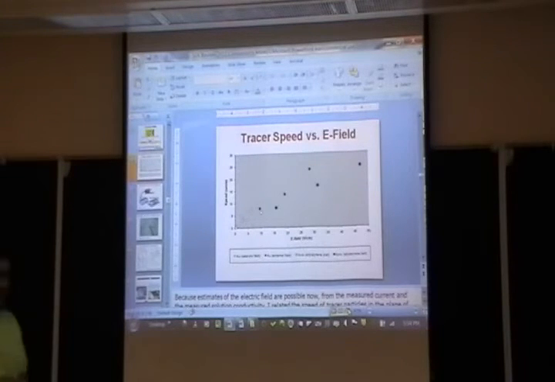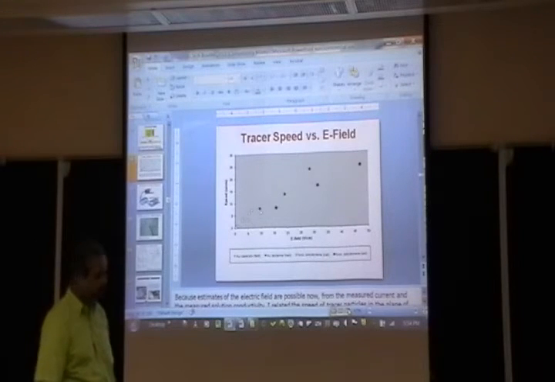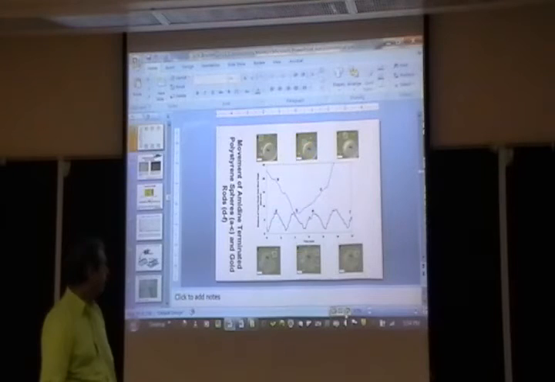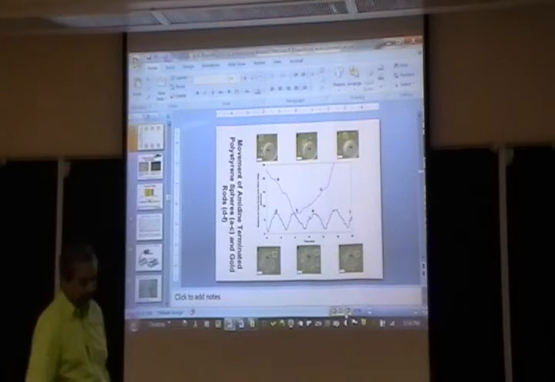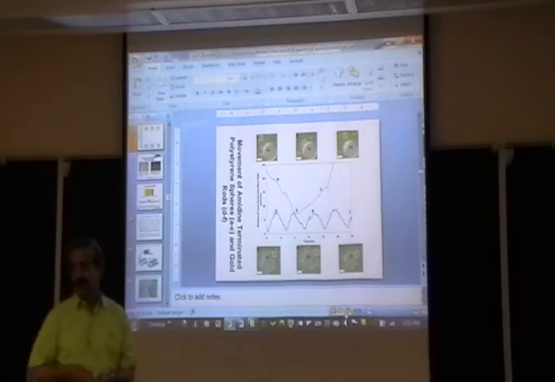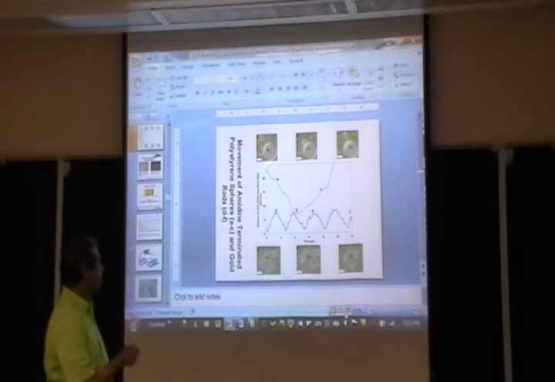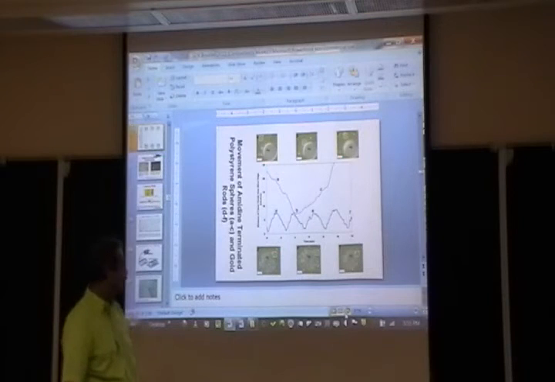I got a few more minutes. That's okay. These are the gold tracers which go back and forth, back and forth. So the convective rolls. Whereas the positive charged ones come very close and then keep moving.